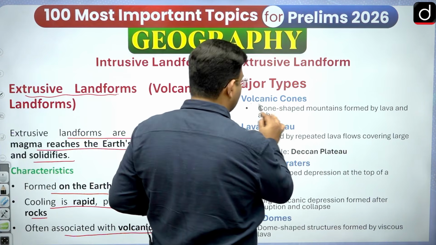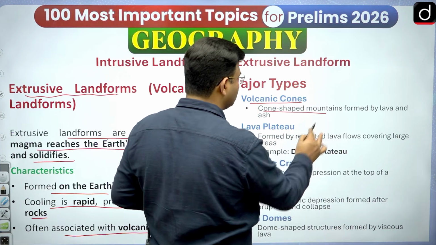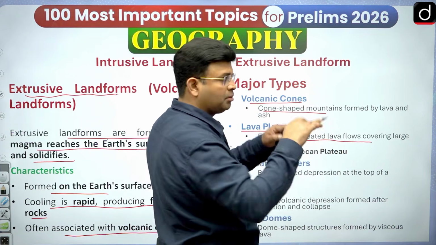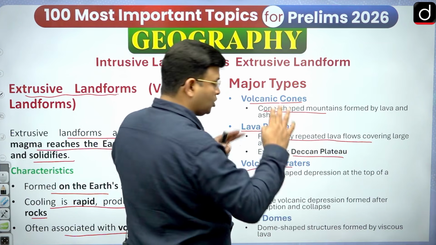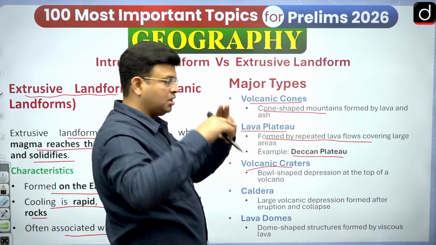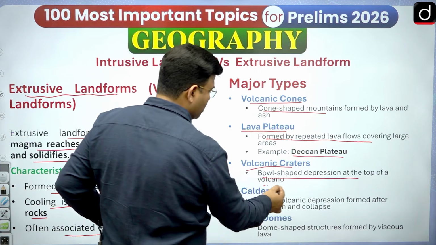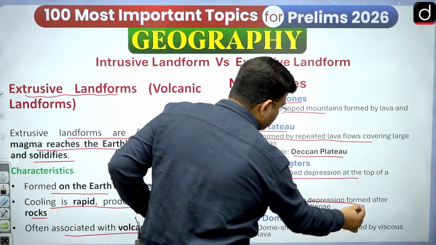There are volcanic cones, which are cone-shaped mountains. Lava plateaus are formed by repeated lava flows, layer by layer, like the Deccan lava plateau. Volcanic craters are saucer-shaped, bowl-shaped depressions at the top of the volcano. And a caldera is a large volcanic depression.